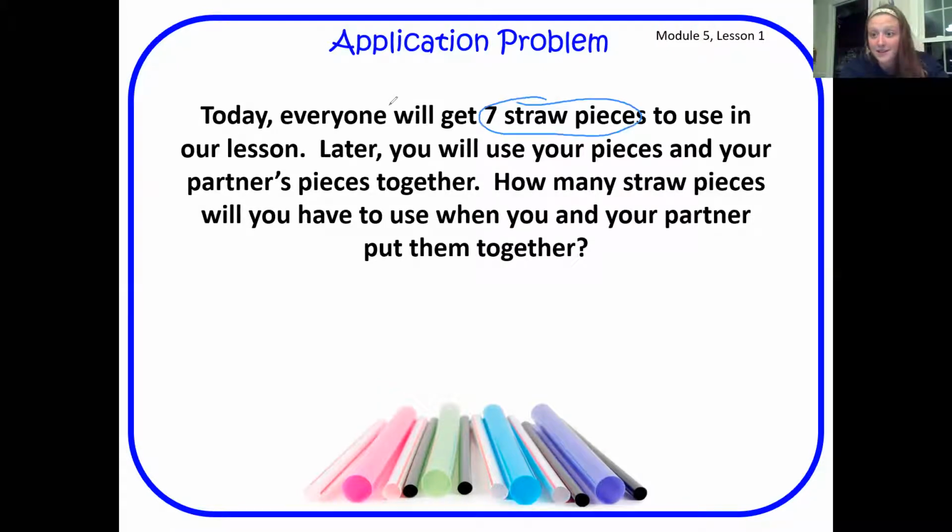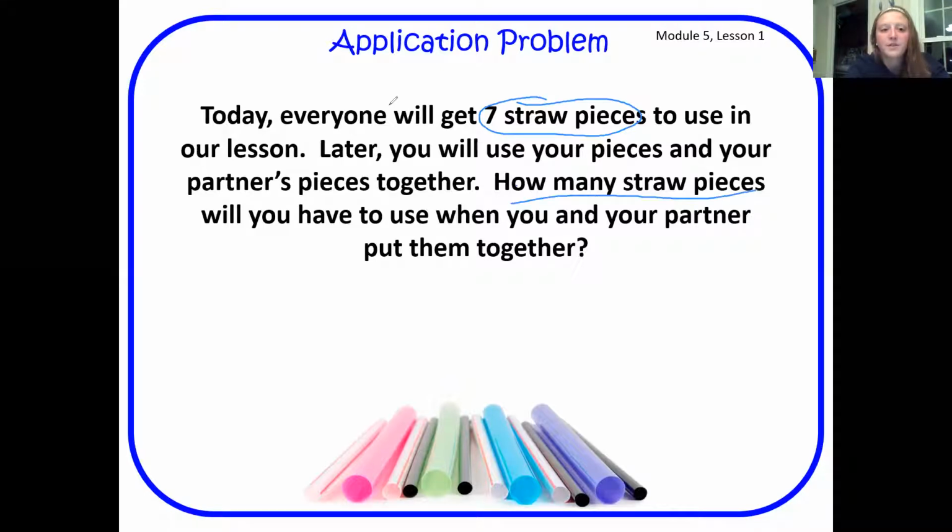So the first number I see, today, everyone will get 7 straw pieces. I'm going to circle that because that's important. There's no other numbers that I see that are important. So 7 straw pieces. Wait a minute. You underline the question. So I need to know that I need to answer how many straw pieces will you use when you and your partner put them together. Okay? So that's what I'm trying to answer.